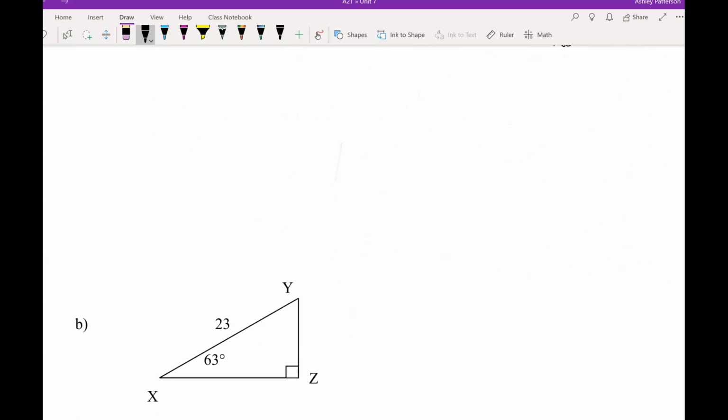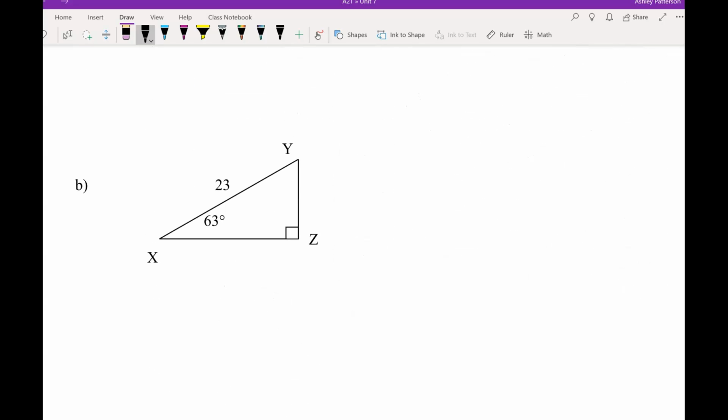Okay, so let's look at B. Remember, when solving a triangle, you have to find all missing side lengths and angle measures. Right away, I have angle X. I've got leg Z. We know, of course, this is a right angle because we're using right triangle trigonometry. Let's find the measure of angle Y.